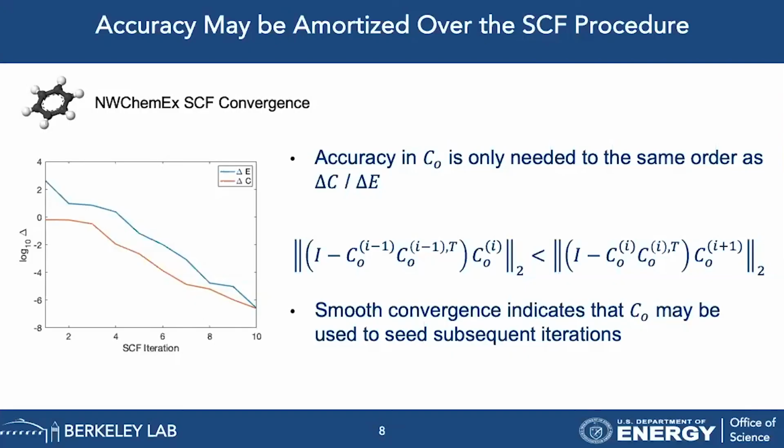And you can also see here, in this simple example of benzene in NWChem, that the SCF convergence is rather smooth. There aren't jagged, discontinuous parts of the SCF procedure, which means that the eigenvectors of the previous iteration tend to have a similar span, especially towards convergence. So we can utilize that information to bootstrap the next set of iterations.